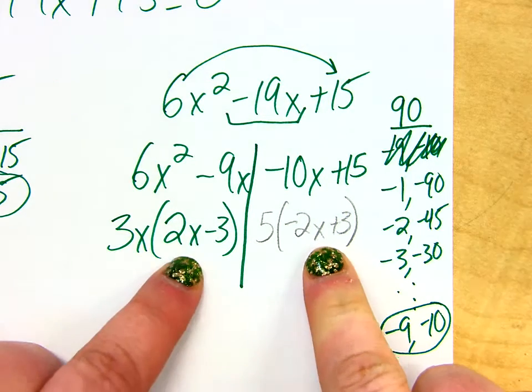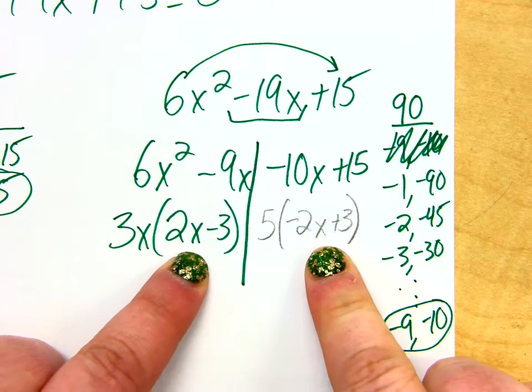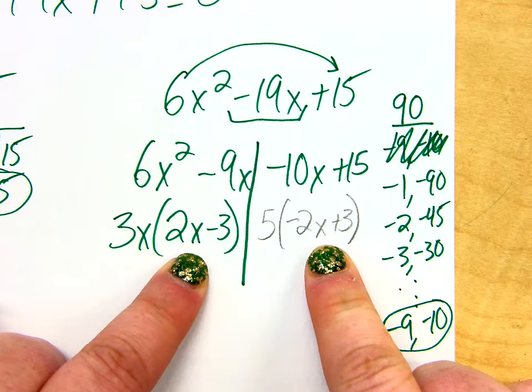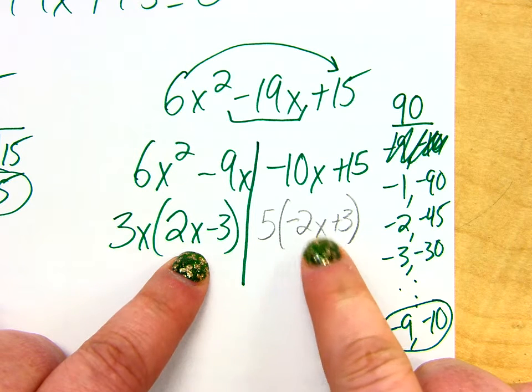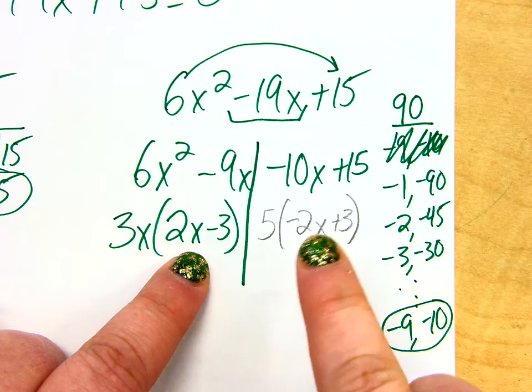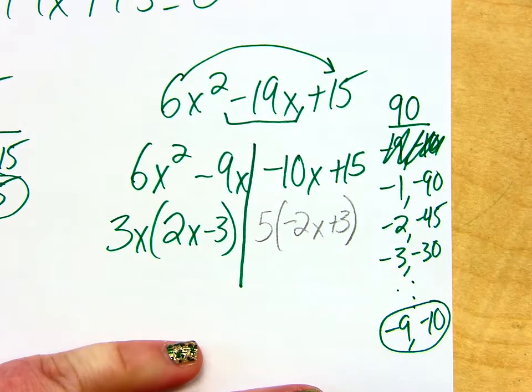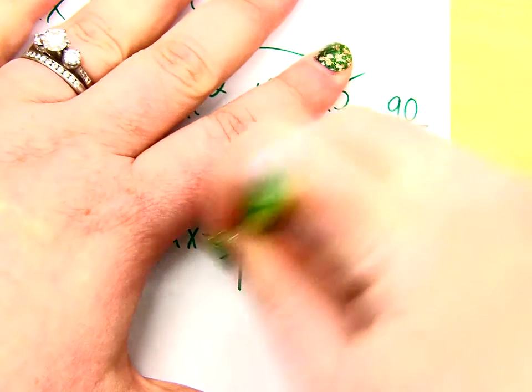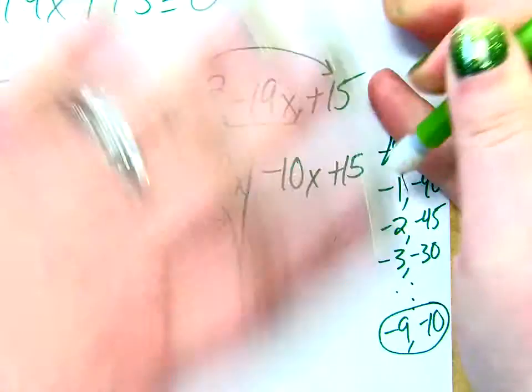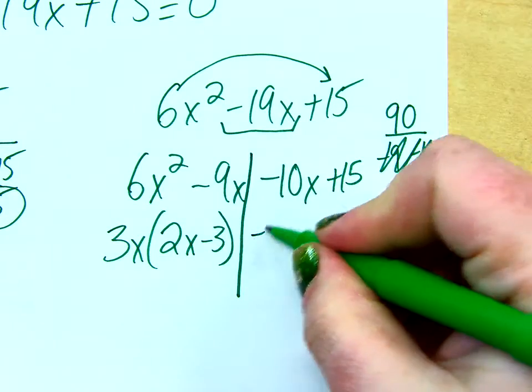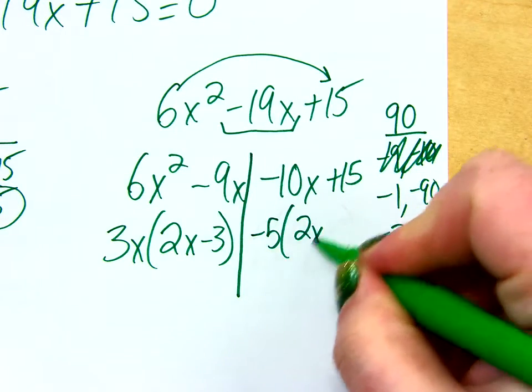Now, these two sets of parentheses are supposed to match perfectly. So you can see, oh, you know what? I'm only off by the sign. That's a clue to you. Hey, I should have taken out a negative 5 instead of a positive 5. So if I take out a negative 5, that will leave me with a 2x minus 3.